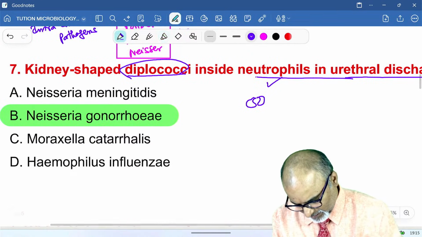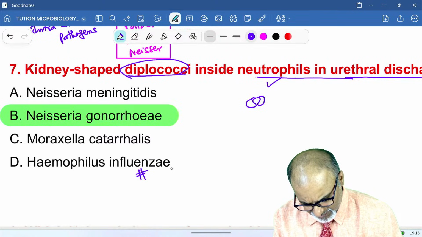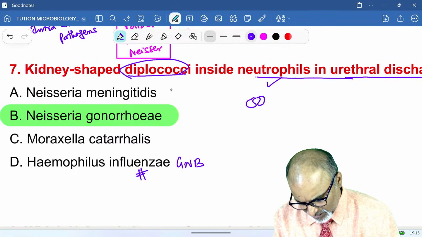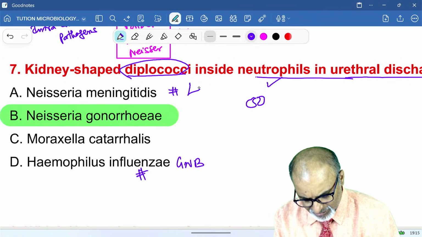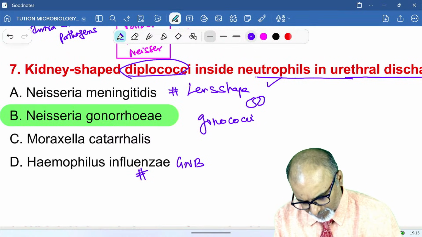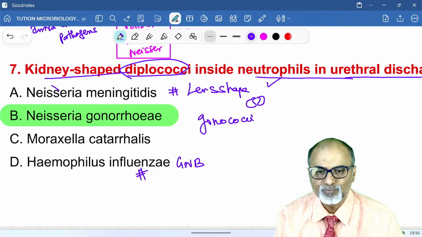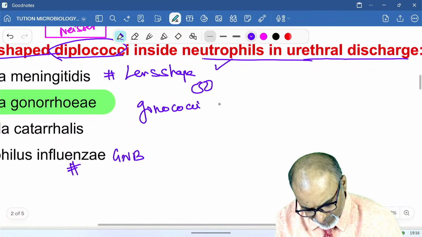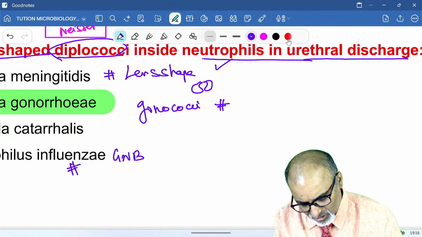Neisseria gonorrhoeae, because Haemophilus influenzae is a gram-negative bacillus. These are all gram-negative cocci. Neisseria meningitidis is lens shaped. Gonococci are kidney shaped. It causes a condition called gonorrhea.